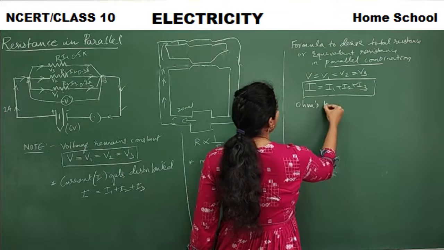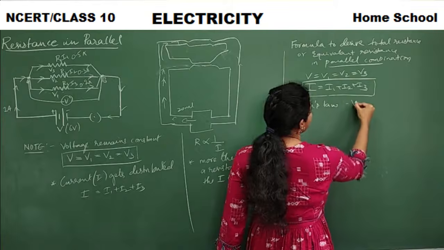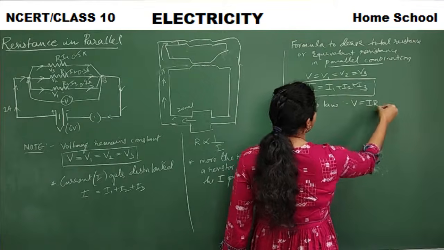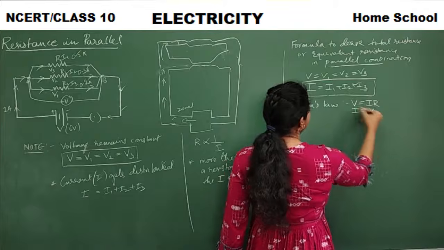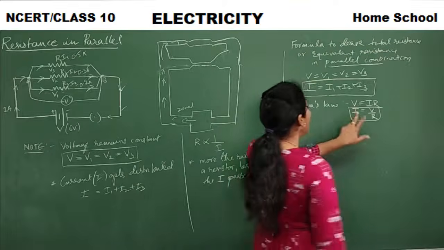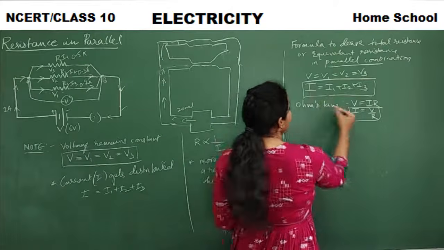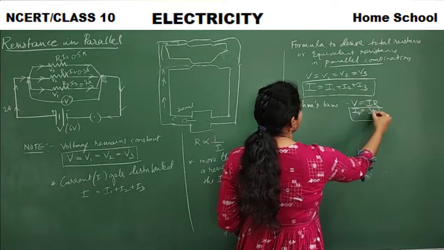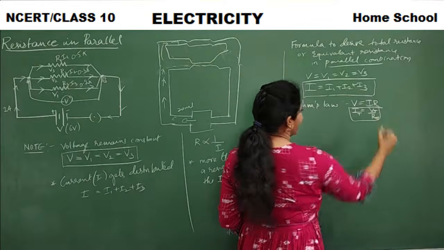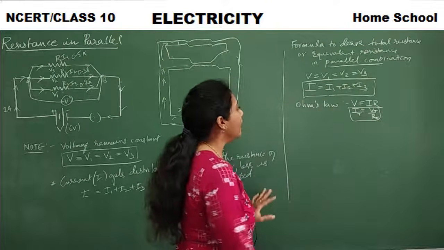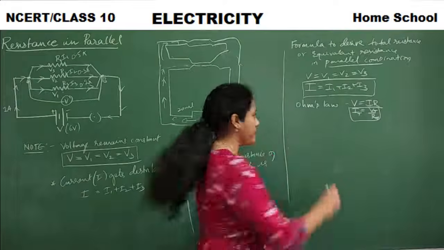Ohm's law. We all know that V is equal to IR, so I is equal to V by R. This is the Ohm's law that we applied for the total current: I total is equal to V total divided by R total. Now apply Ohm's law for individual resistors.